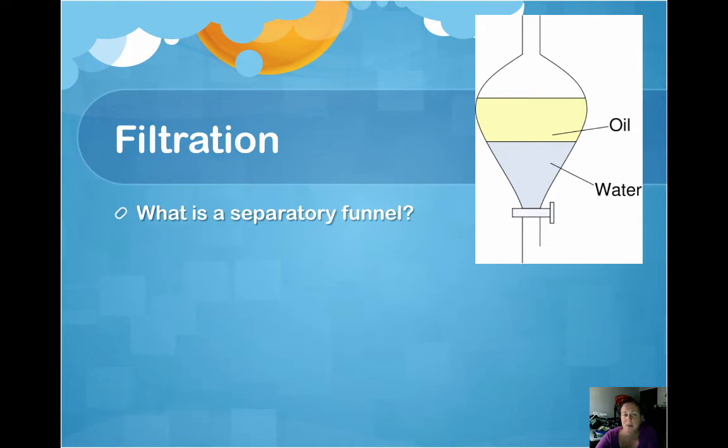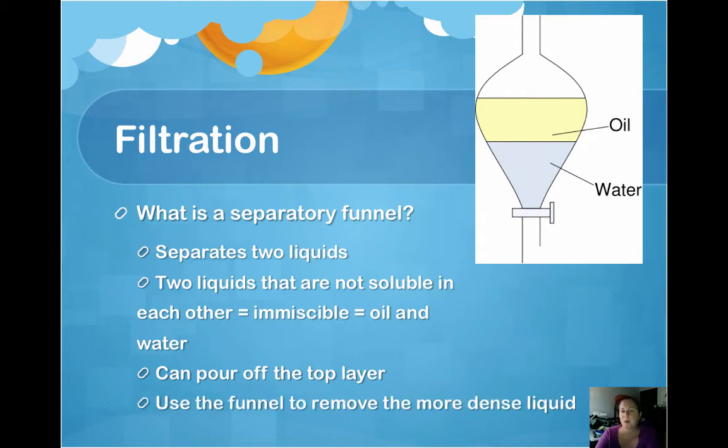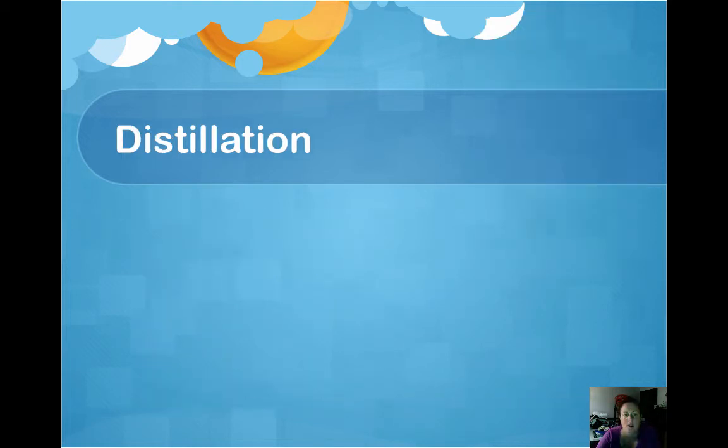A separatory funnel is another type of filtration. This is useful when you're separating two liquids that are not soluble in each other, which means they're immiscible, like oil and water. Immiscible means that they do not mix with each other. So oil and water separate, even though they're both liquids. You can pour off the top layer, and then you'll be left with the bottom layer. The funnel will remove the more dense liquid.